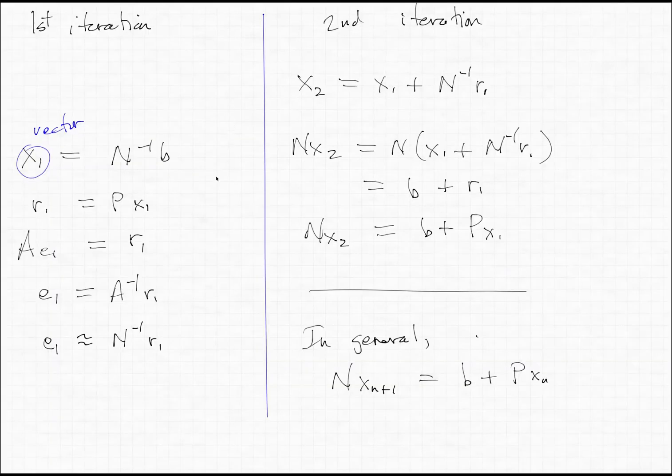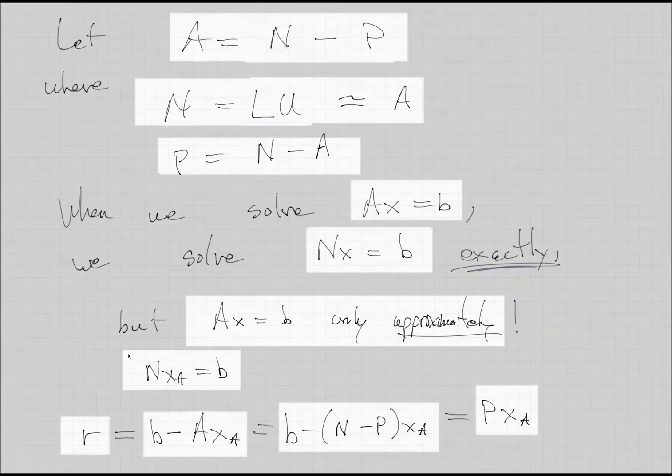Okay, let's try this out now. Try out the iterative method that we were looking at earlier. Remember, the way this works is, as on the previous slide, our initial estimate xa is going to be the solution to N times xa equals B. We solve using our approximation N to the matrix A.